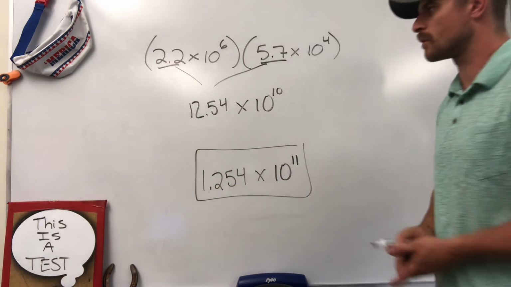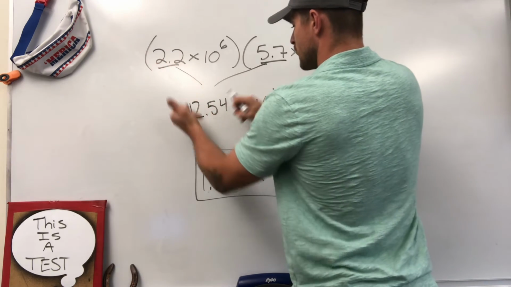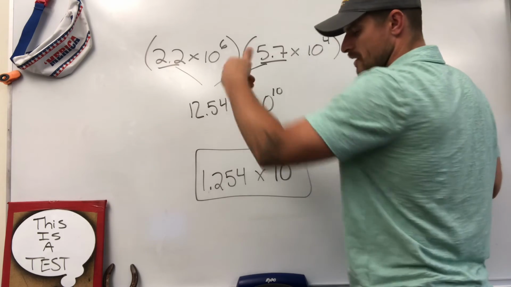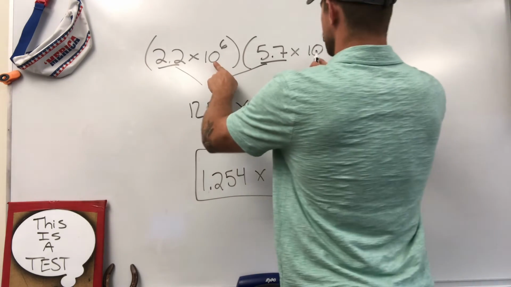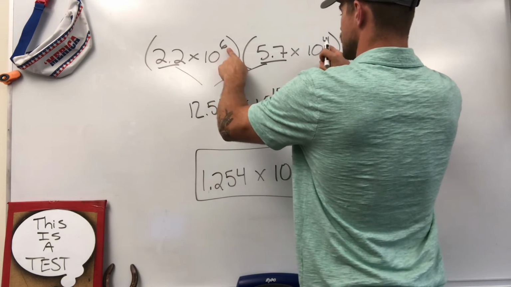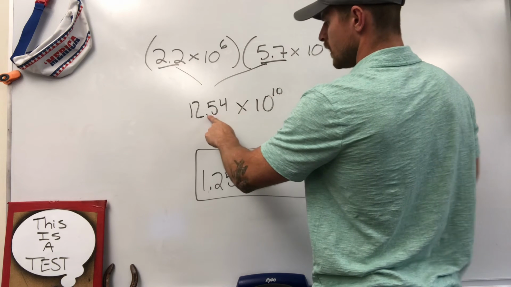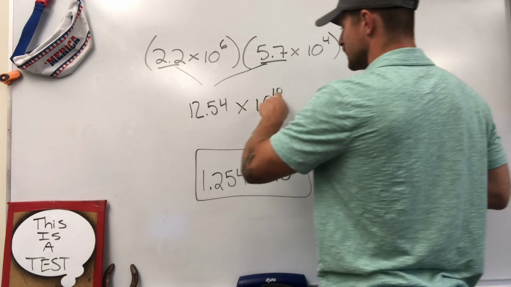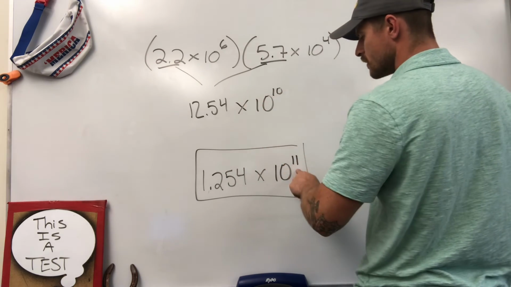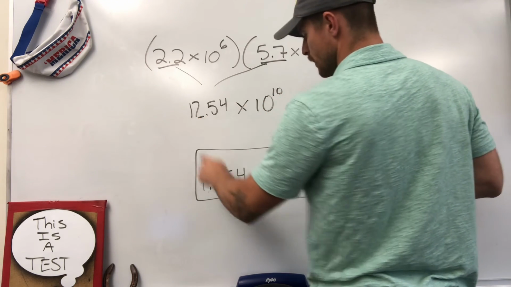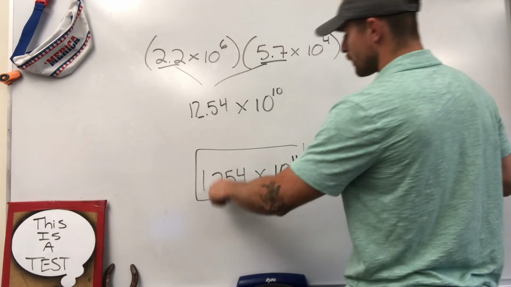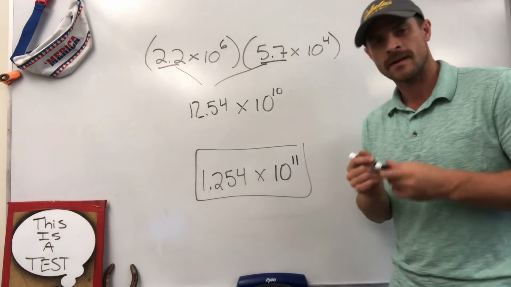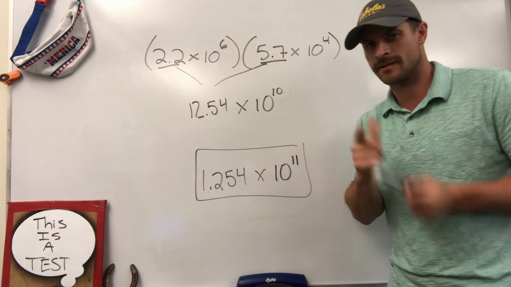Let's break it down one more time. Take the front numbers, multiply them together, boom. Unfortunately, it's not between 1 and 10, so we're going to have an extra step to do after that. 10 to the 6th times 10 to the 4th creates 10 to the 10th. Move it back. Well, when I move it back 1 space, that means I need to add 1 to this value. So I move it back, put it where I want it to go, change that 10 to an 11, and life is good. Study hard and good luck on your upcoming test.